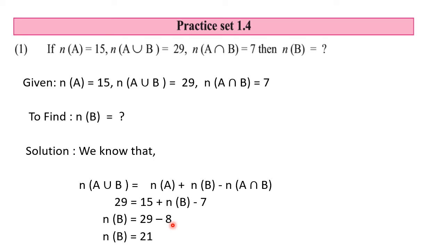So this is such a simple question. Only thing is that you should know the formula. So all of you learn this formula by heart. Keep in mind this formula, that n of A union B is equal to n of A plus n of B minus n of A intersection B. And simply by putting the values, you can get the answer.